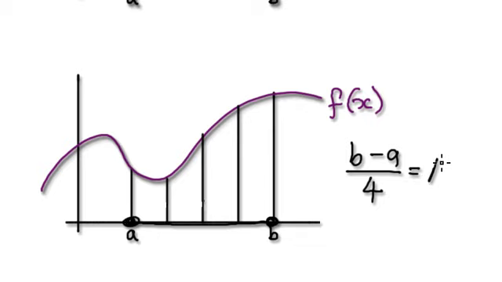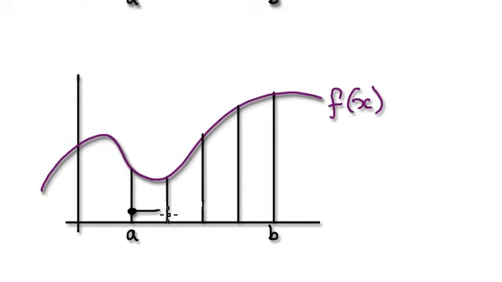That would then represent our delta x. So delta x is this length here. This here is also delta x. This here is also delta x. This here is also delta x. So delta x is from here to here. Therefore, the x coordinate here will be a plus delta x. That's this bit here along the x axis.